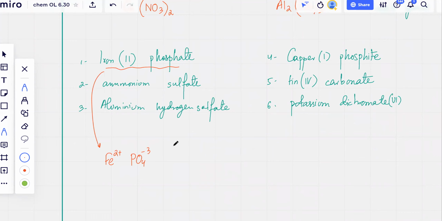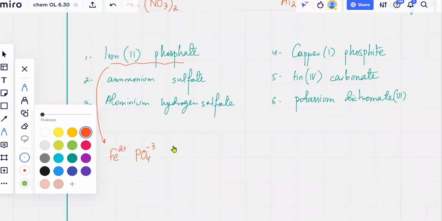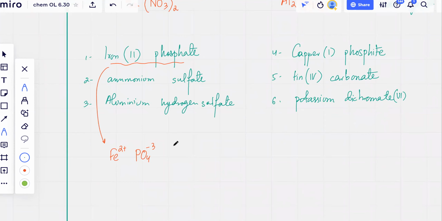Okay, bring the 3 over here. So this 3 goes over here. So it's going to become Fe3. And PO4 would become twice. There would be 2, so PO4 would become twice. So that is what iron 3 phosphate is. And sorry, this is iron 2 phosphate.